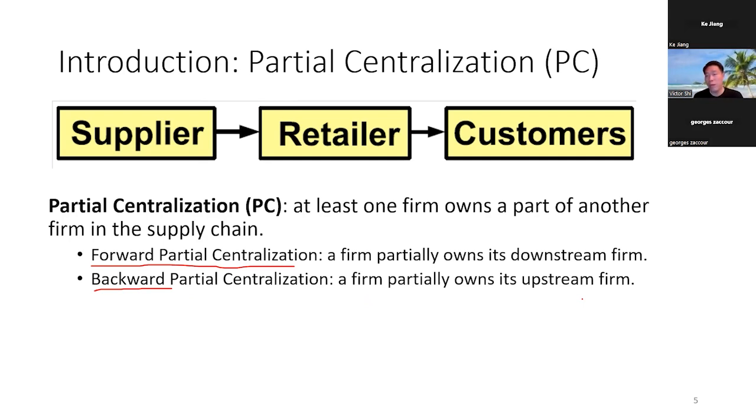You can also imagine some other possibility, right? For example, maybe we have cross ownership, okay? Maybe supplier owns 10% of the retailer, but at the same time, the retailer owns, say, 15% of the supplier, right?